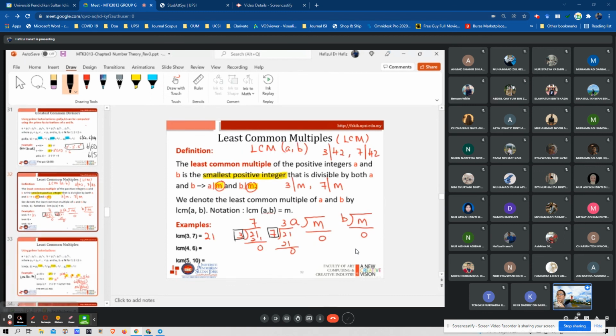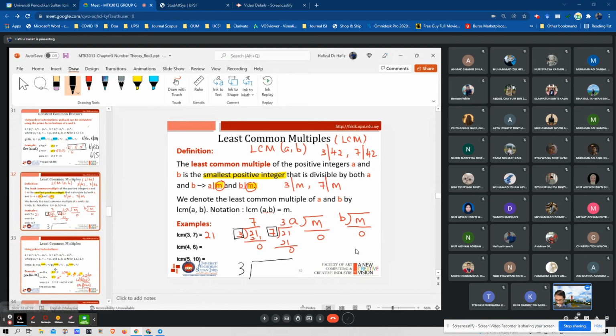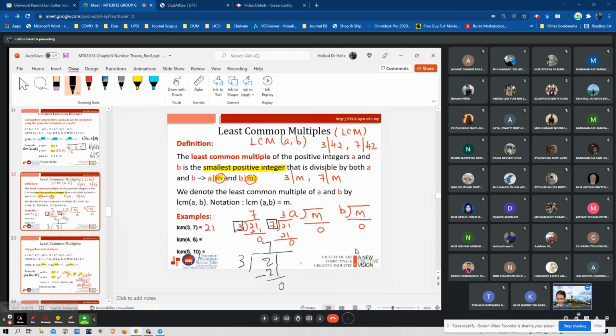Okay, and then for the least common multiple, LCM, this one is least common multiple. For example, we denote the least common multiple of A and B by LCM(A, B). The notation LCM(A, B) is equal to M. Okay, the LCM of 3 and 7 is 21, and 21 minus 21 is 0. Okay, and then the LCM, least common multiple, the smallest number is 21.